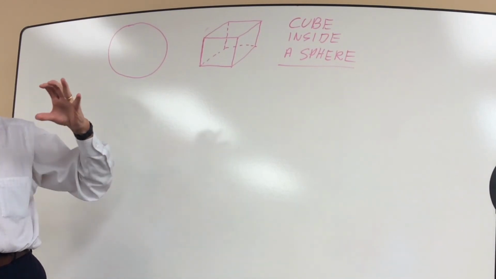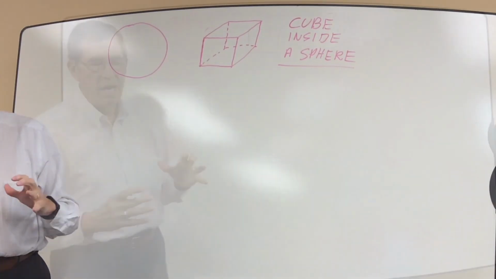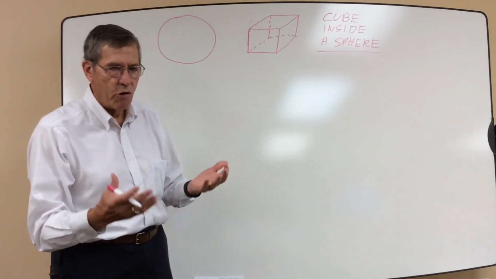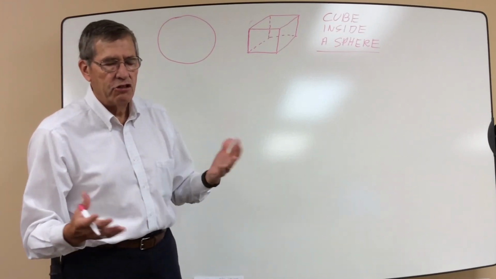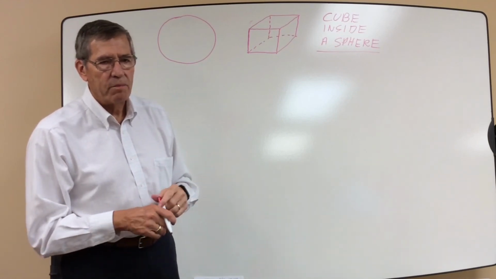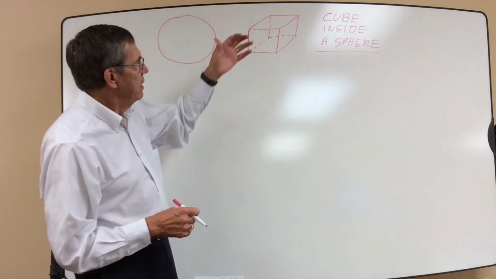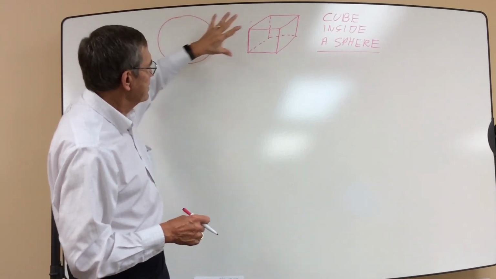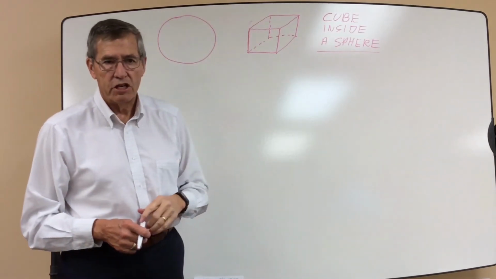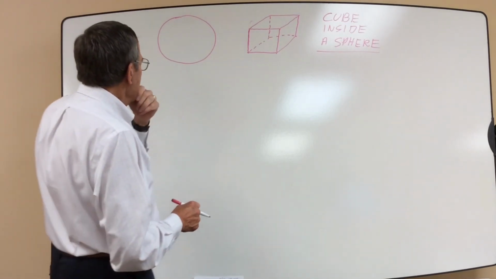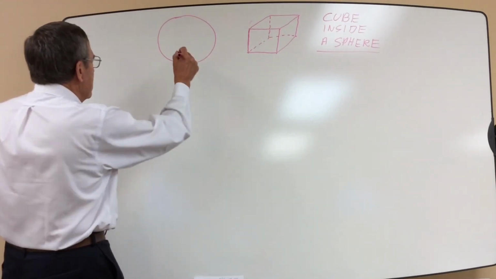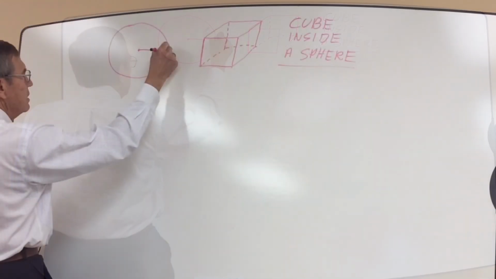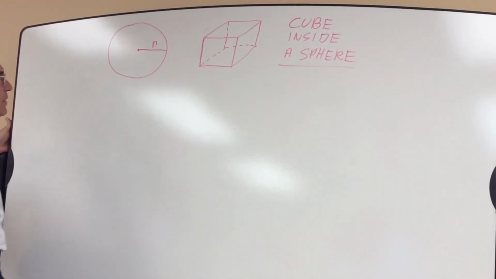We're going to stretch that box until it touches the sides of the sphere. And now we're going to ask ourselves the same question. How can we relate the two volumes? And we'll try to find a percentage of the volume of the sphere that's taken up by the volume of the cube. Okay? So, let's start here. We'll just label the circle as having a radius right there. Okay?